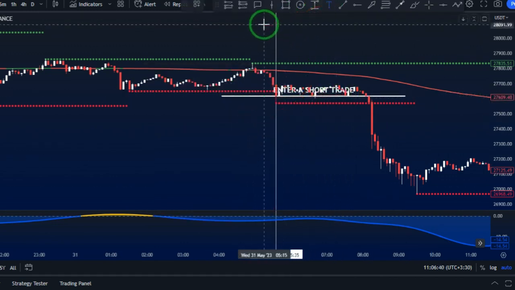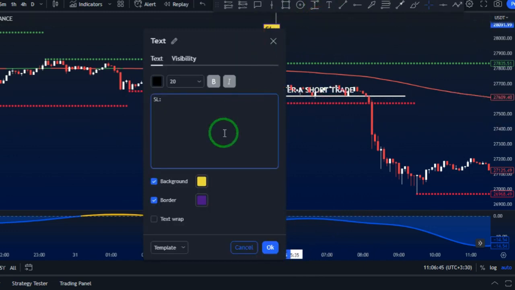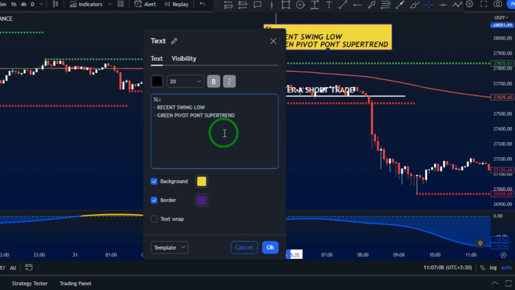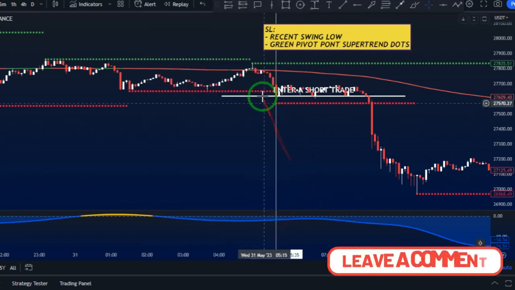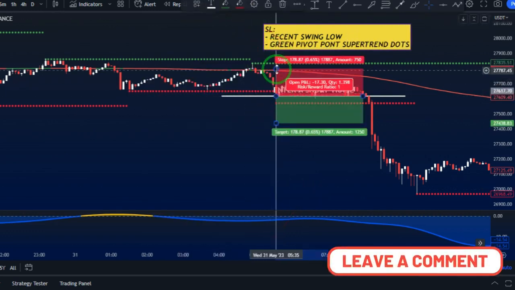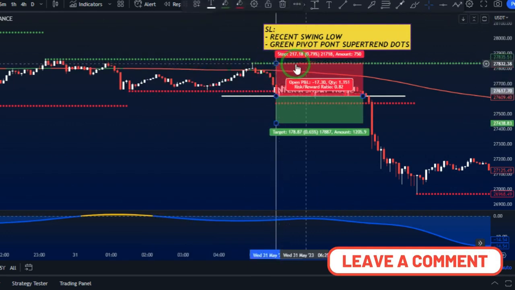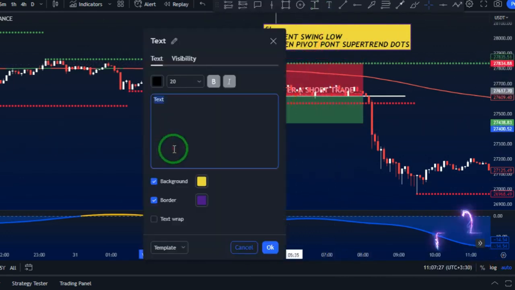Then place the stop loss above the nearest green dot resistance plotted by the pivot point super trend indicator or above the most recent swing high. This gives the trade room to move in your favor before being stopped out. For taking profits on short trades, initially target at least a 1 to 1.5 risk reward ratio.